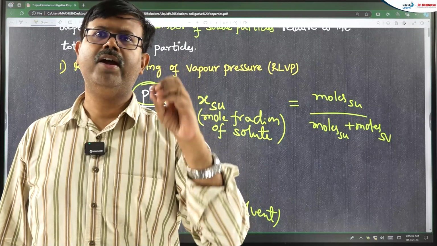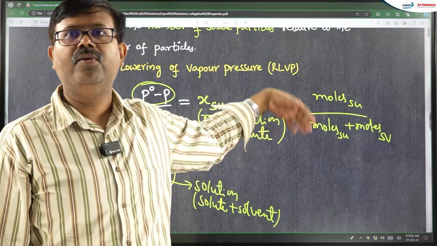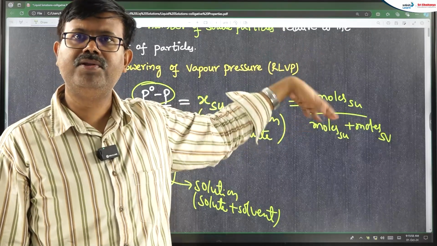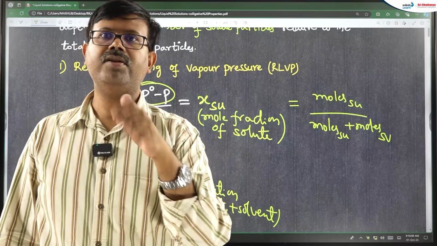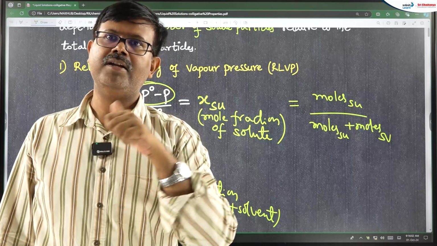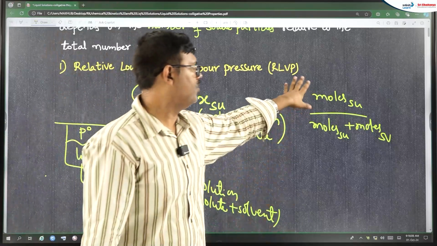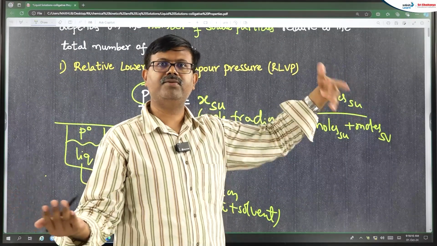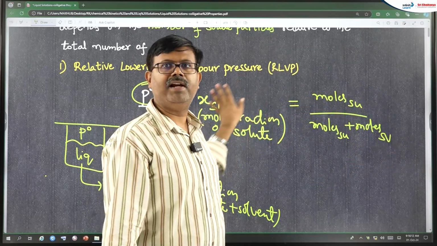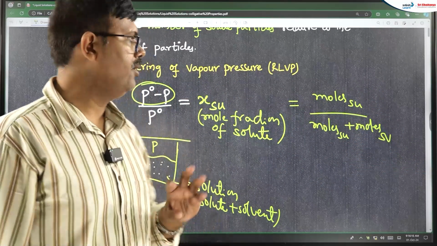So how much solute you have added to the solvent, that only matters here. What substance you have added, whether glucose or sucrose, does not matter. How much you have added, how many moles you have added, matters. If you have added the same number of moles of solute, then this mole fraction value will be the same for the two beakers, glucose beaker or sucrose beaker. Therefore, you will get the RLVP value also the same. That is the meaning. So this is one colligative property.